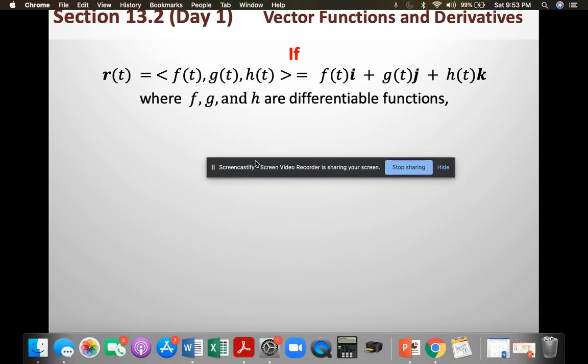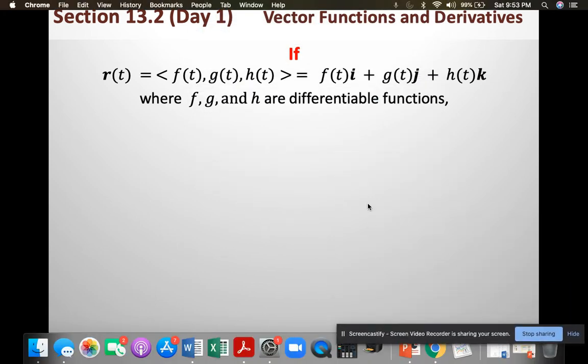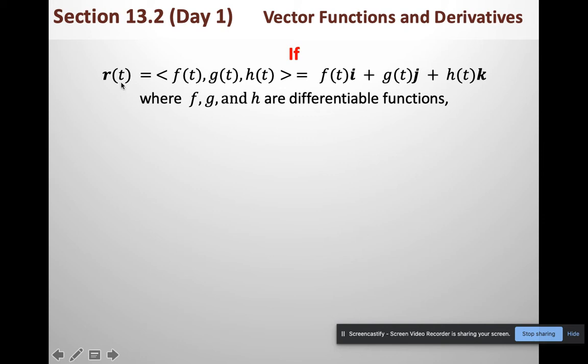So what if I ask you, if r is defined this way, right, as an x function, a y function, and an h function, which of course I can write in IJK format too, right? I call this component form, and this I call IJK form. I don't know if that's appropriate or not, but that's what I say. And assuming that f, g, and h are differentiable.